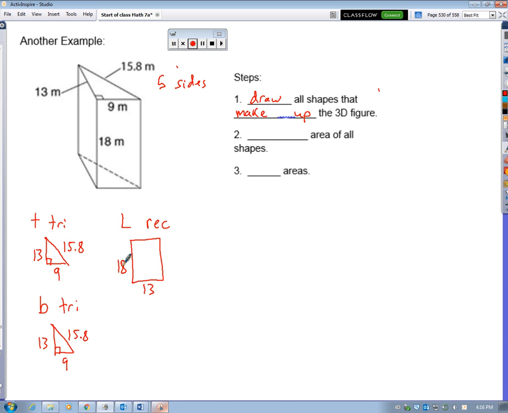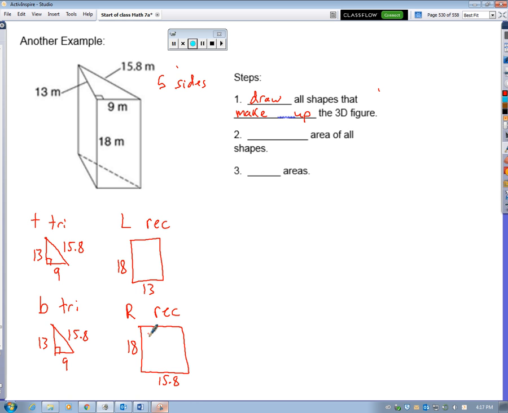Now let's take a look at the one on the back. We'll call this the right rec for the right rectangle. It's going to be the one that's back here that we can't see. It still has the same length of 18, but this time its width is this number up here, 15.8. So it's a different size. Okay, so we'll draw that. I'll make that one a little bit wider because it's a different size. Still 18 right here, and 15.8 for the other side. Okay, so far I have 4 shapes here.